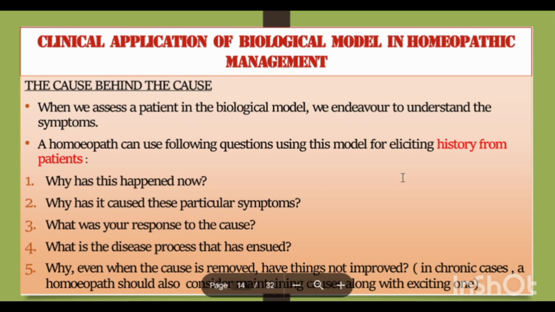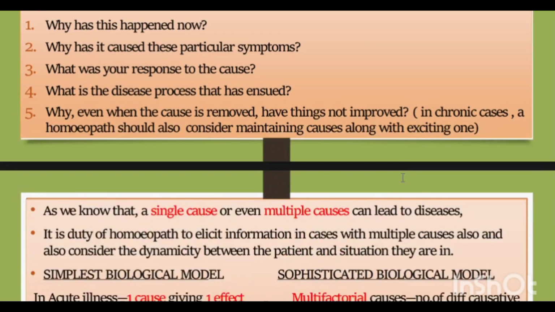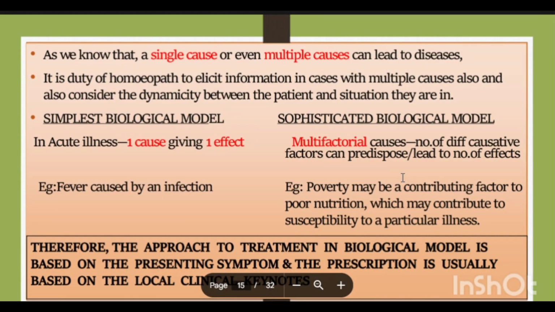We know the sickness can be simple, one cause, one effect, or complex, many causes leading to many effects, like poverty. Being poor can lead to bad food, which can lead to sickness.